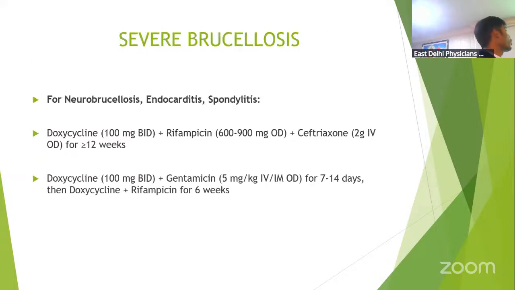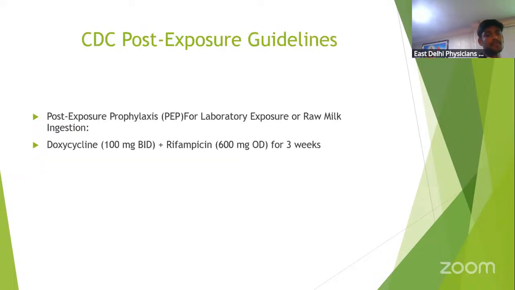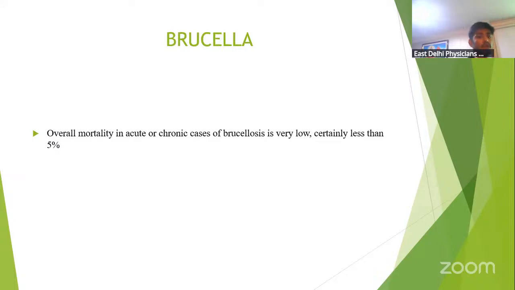If the patient has complications like neurobrucellosis, endocarditis or spondylitis, then the treatment is doxycycline, rifampicin, and an additional drug for up to 12 weeks. The same goes for an immunocompromised patient. In pregnancy, we can't give doxycycline, so we give rifampicin, and from the second trimester onwards you can add cotrimoxazole. Same for children, we can't give doxycycline, so the combination is rifampicin plus cotrimoxazole. Post-exposure prophylaxis is also doxycycline plus rifampicin for 3 weeks. Overall mortality is very low, less than 5%.